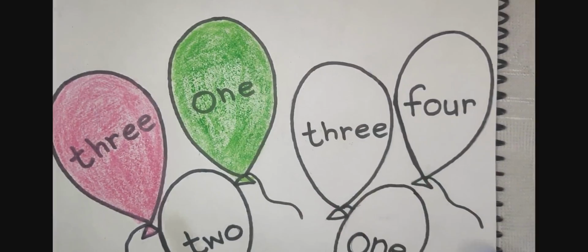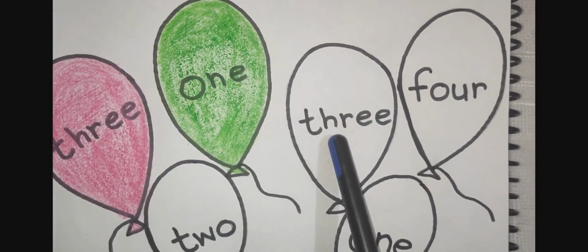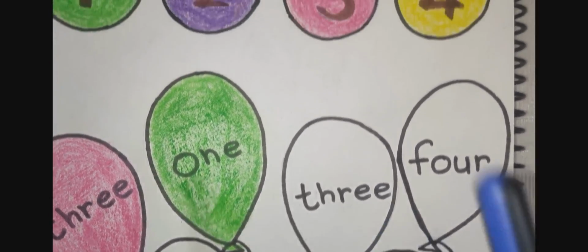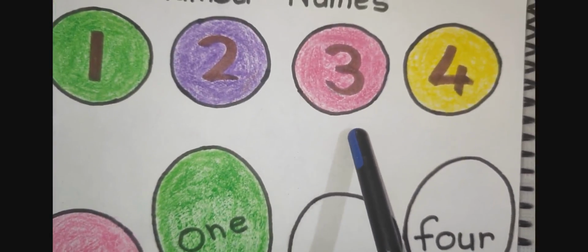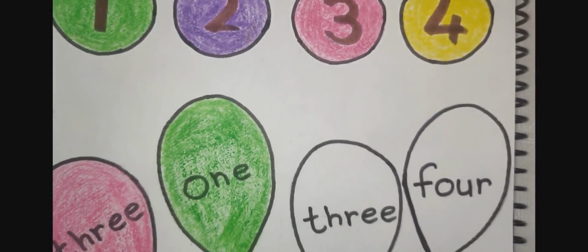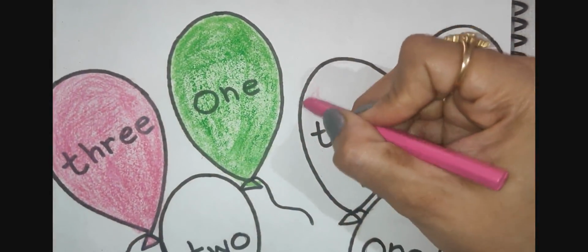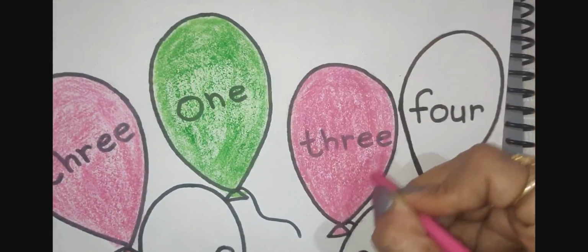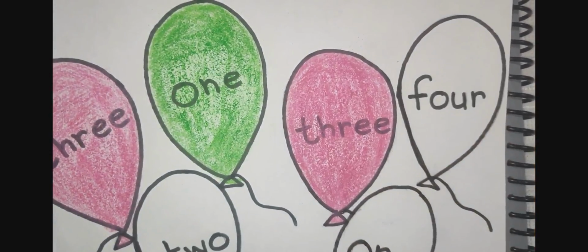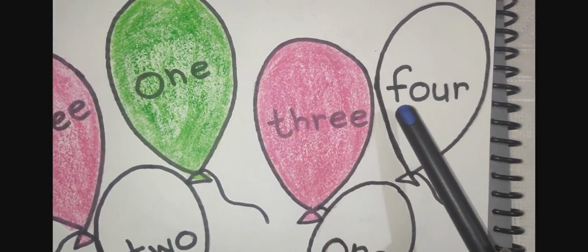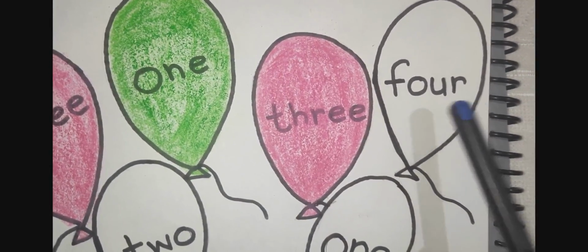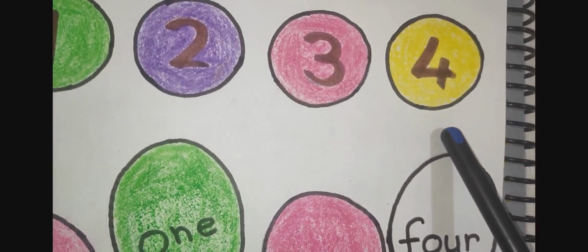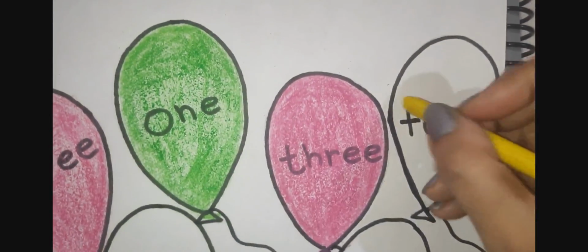Next number name is THREE, 3. Color of 3 is pink. So we will fill this pink color in the balloon. Next number name is FOUR, 4. Color of 4 is yellow. So we will fill yellow color.